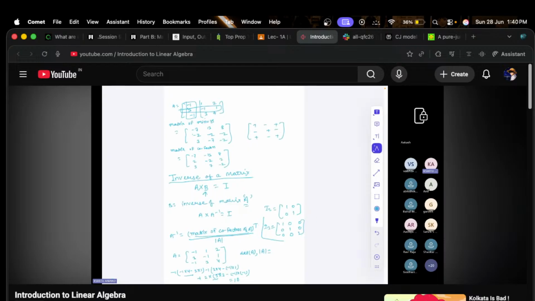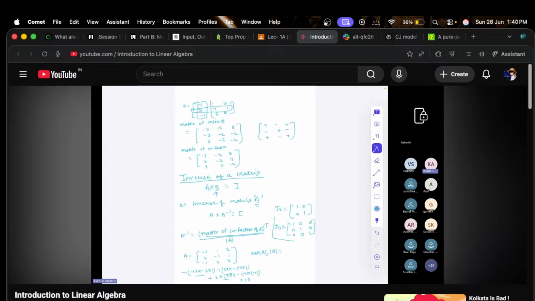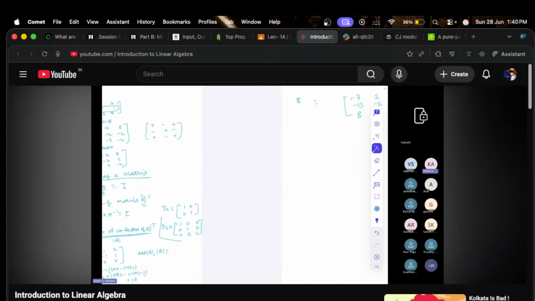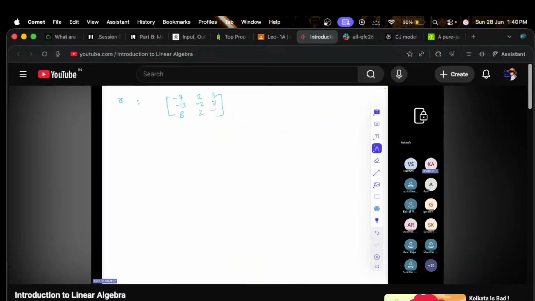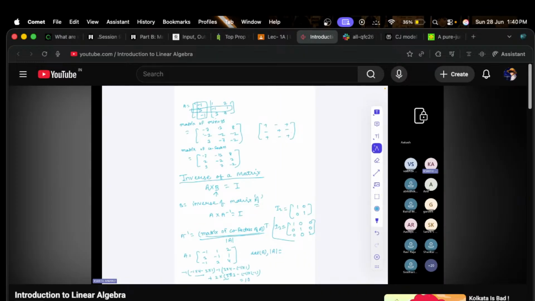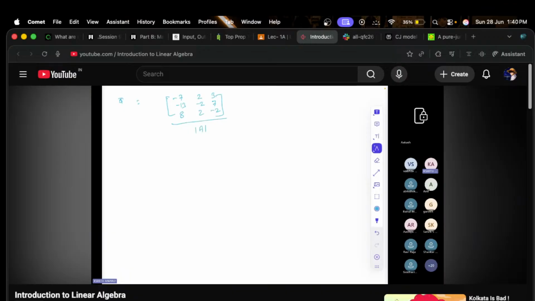So this will be minus 7 minus 13 8, 2 minus 2 2, and then 3 7 minus 2. So this is the transpose of matrix of cofactors of A, right? As per the formula, and this will be divided with the determinant, right? And then you will be getting the inverse of A, right?